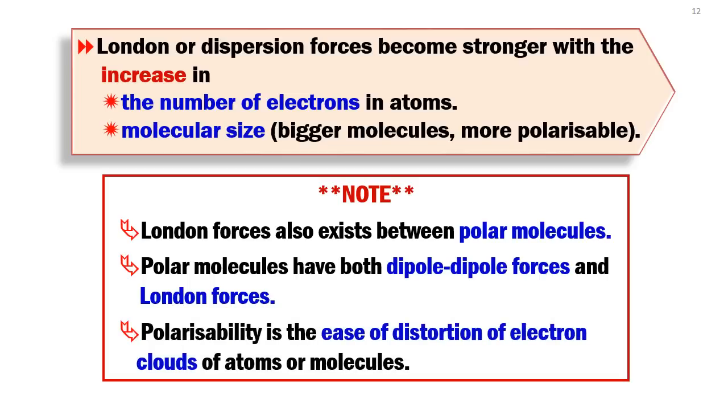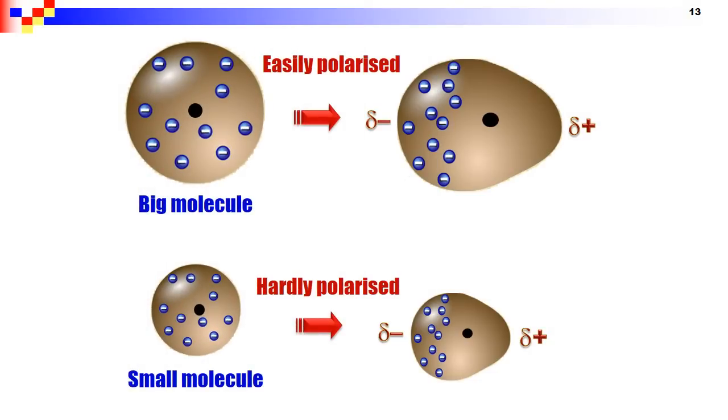The term polarizability refers to the ease of distortion of electron clouds of atoms or molecules. In the next slide, I will show you a diagram to make you understand the meaning of polarizability. Why do bigger molecules polarize more easily? Well, as you can see, I have two diagrams here to help illustrate the term polarizability. I have one big molecule and another a small molecule.